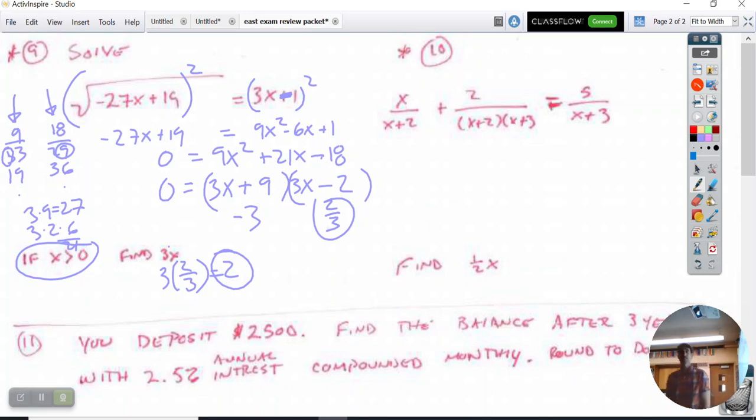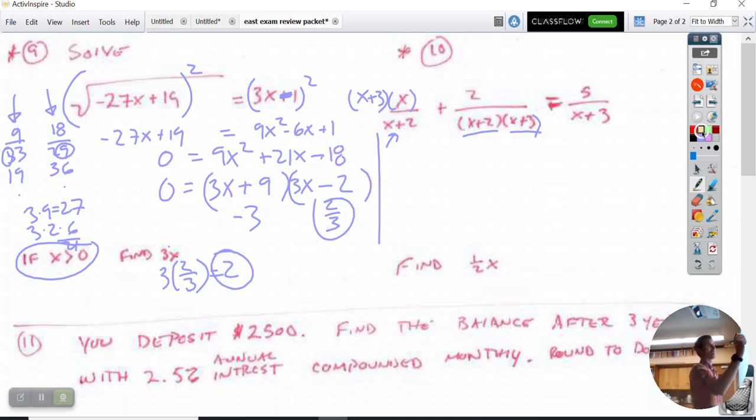All right, the last, number 10, gotta love it. We are trying to solve a polynomial fractional problem. And I know that if I multiply everything by the least common denominator, I will get rid of my denominators and I'll just have a really nice equation. And my least common denominator is actually going to be x plus 2 times x plus 3. So what is this fraction missing? Well, this fraction is missing x plus 3.